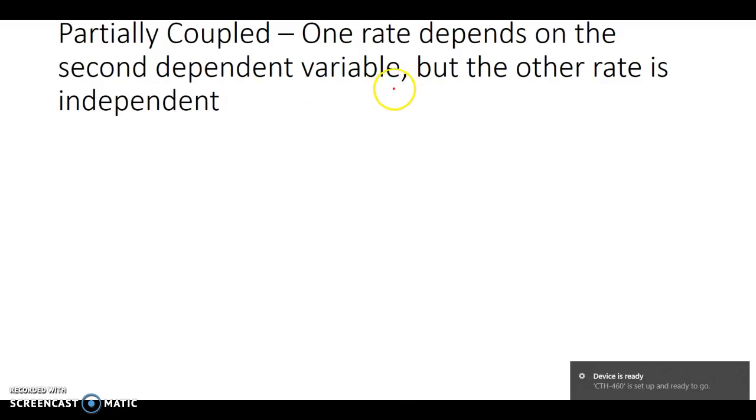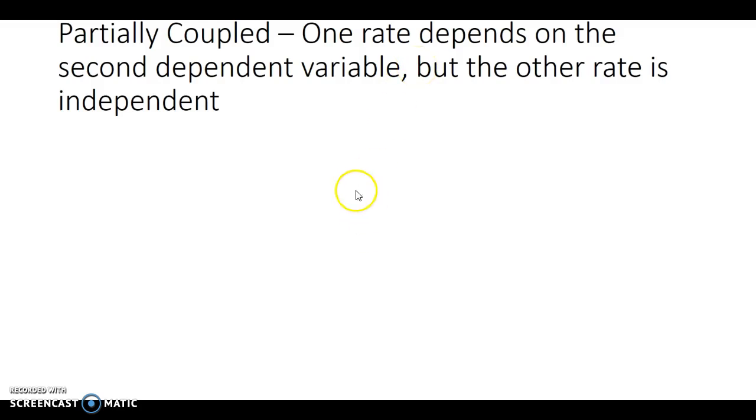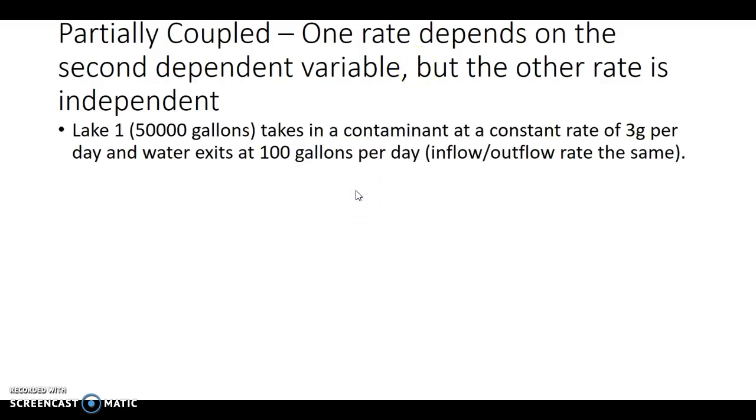We also have systems that are called partially coupled. In a partially coupled system, one rate is potentially dependent on the second dependent variable, but at least one of the rates is independent of the other dependent variables. Let's take a look at this example. We have Lake 1, which contains 50,000 gallons of water. It takes in a contaminant at a constant rate of 3 grams per day, and water exits at 100 gallons per day. We're going to assume that the inflow and outflow rates are the same.